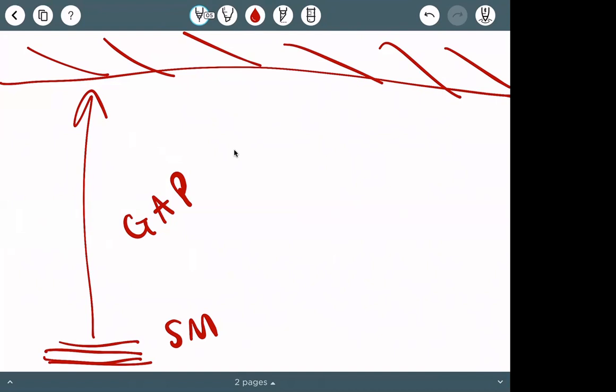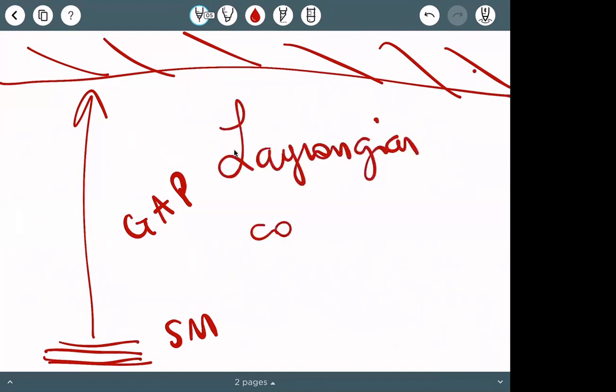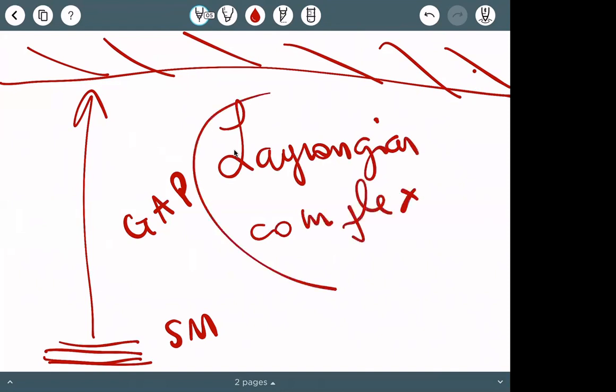Now, I like always to close this lecture with what I call the Lagrangian complex. What is the Lagrangian complex? It's my own expression. It's not a general jargon or nomenclature. It's something I used to joke with the students. So you won't find it in literature, okay? It's just my way of thinking about it.